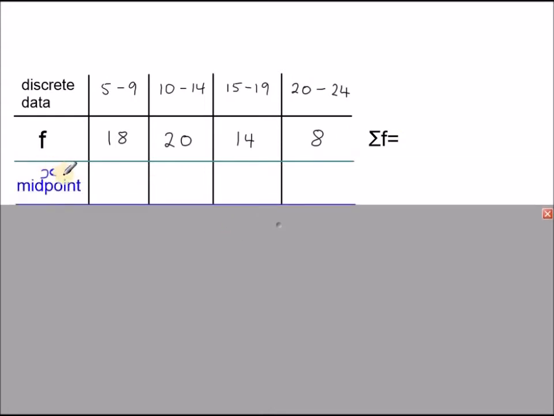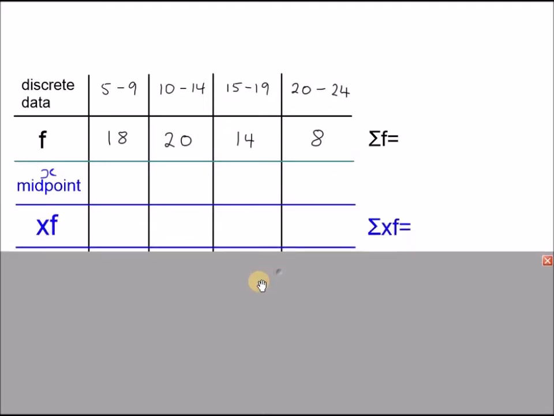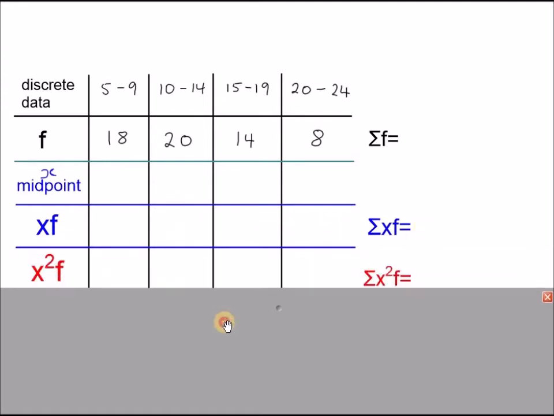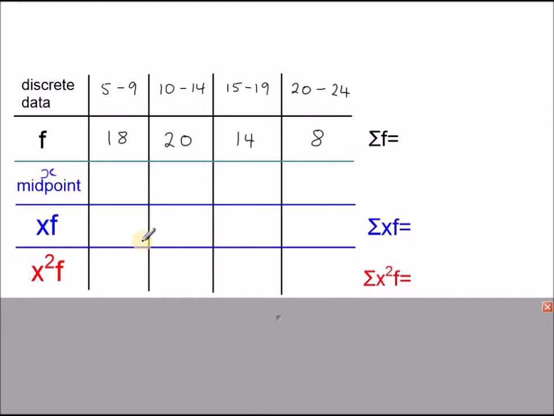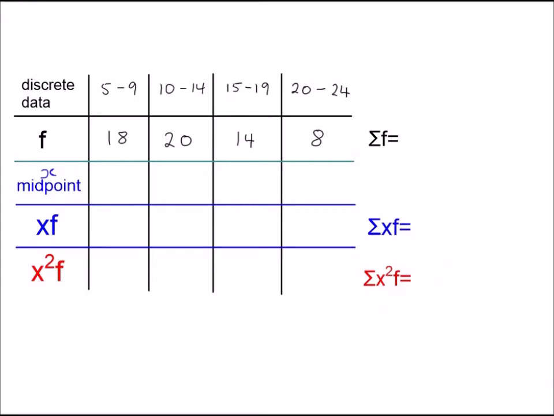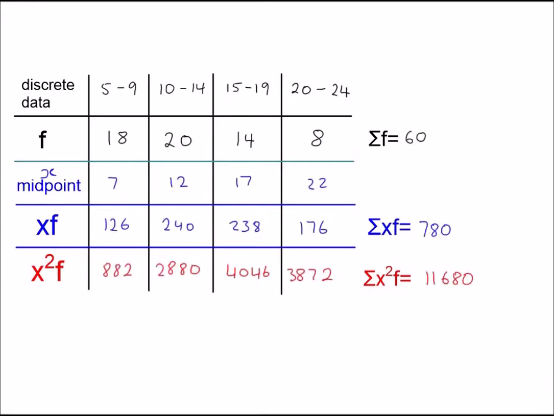We work out the class midpoints, referred to as x. So 7, 12, 17, 22 in here. Then x times f, so we multiply these in pairs. We get those values, we add them up, sigma xf. We work out x squared times f, so we take this value, square it, multiply it with the frequency, and write the answer there. Do that with all of these, add them up to get sigma x squared f. And that gives us all of these values. These are called summary statistics.